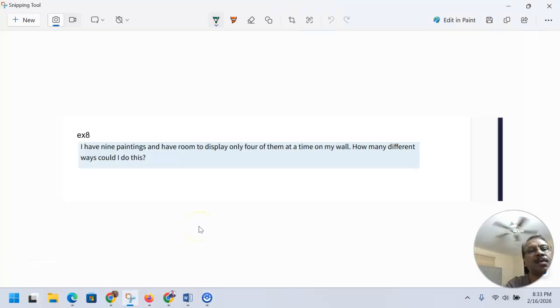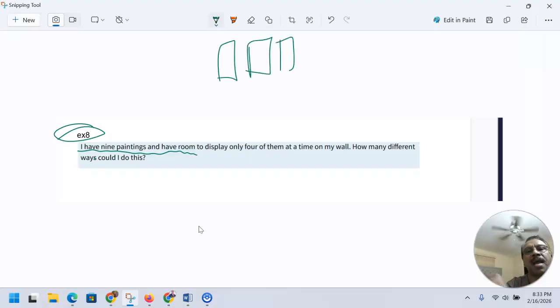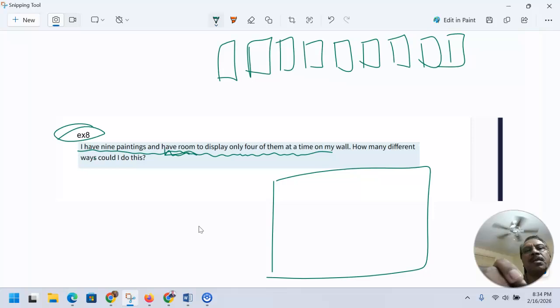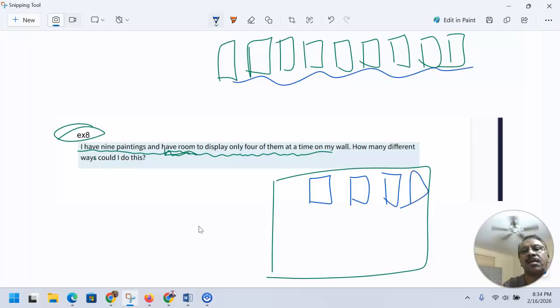Okay, let's see how to use this. In this example, I have 9 paintings. Now from these 9 paintings, he has a room to display only 4 at a time. So if this is his wall, he has only 4 places to put them. So the question is, these are 9. I think you got an idea what I'm talking about, right?